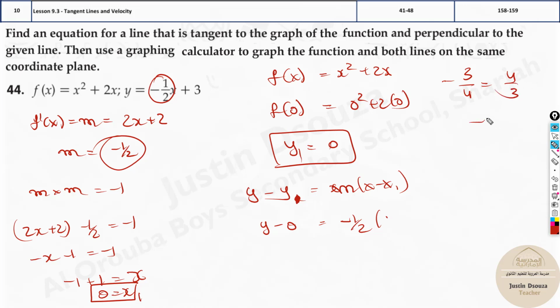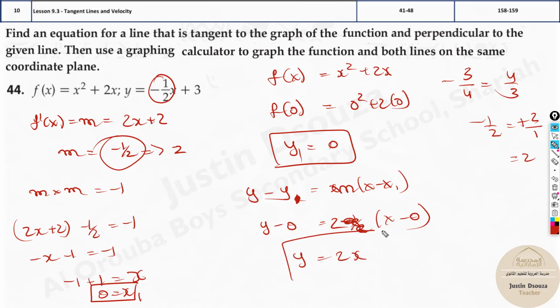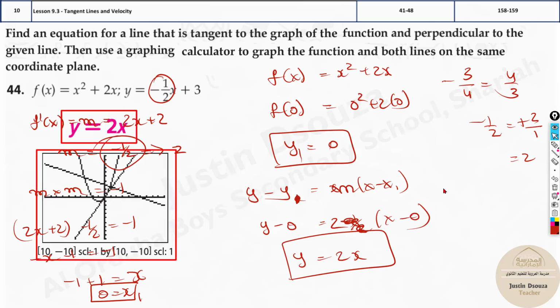So now over here, -½ will be positive 2 by 1, or positive 2. So the slope is not negative half, this is the thing. You need to use positive 2. And now x minus 0. Now let's substitute. Y is equal to 2x. This must be the equation of the tangent line. So all this was just to find the equation of the tangent line. You can see it's y is equal to 2x.